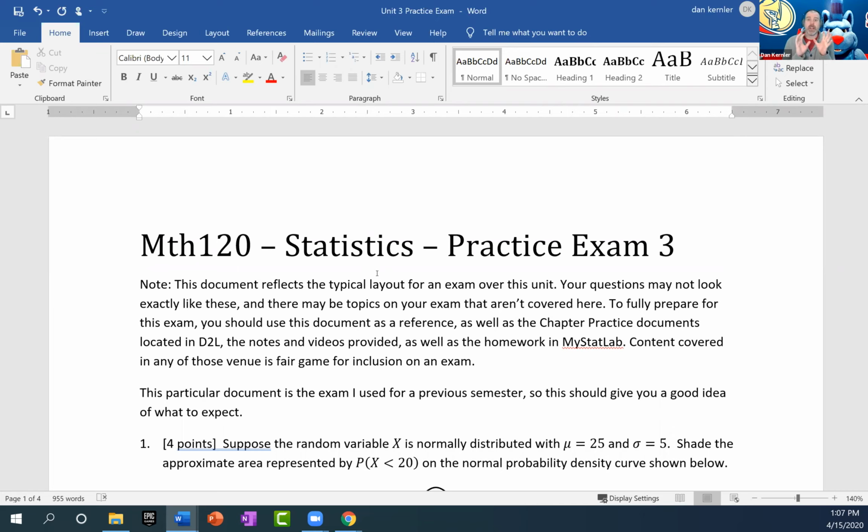Does anybody have questions about timing? My plan is to release the exam tomorrow at 8 a.m. and then you have all day to work on it and then submit it to the Dropbox just like you normally would by the end of the day, 11:59 p.m. So that's the plan. Does anyone have any questions about the logistics of that and our plan?